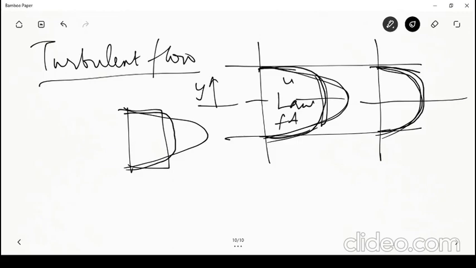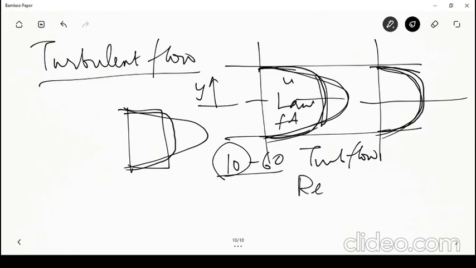So you may guess that if I start from a flat profile and have to get to a parabolic profile, it actually takes a lot more development. But if I need to get to a rather flattish profile, the length for development is shorter, and that's exactly what happens in turbulent flow. The length required for the flow to fully develop only varies between 10 to 60 diameters in the case of turbulent flow, and the length is shorter as the flow becomes more turbulent.